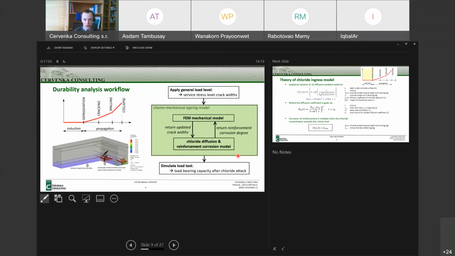moment you somehow terminate this step and go to simulate some kind of load test to get the load-bearing capacity of your model.